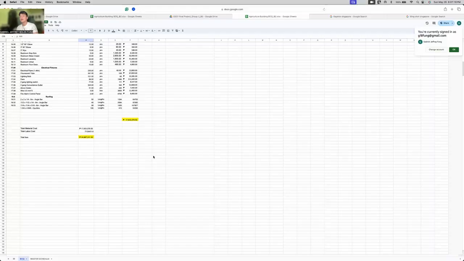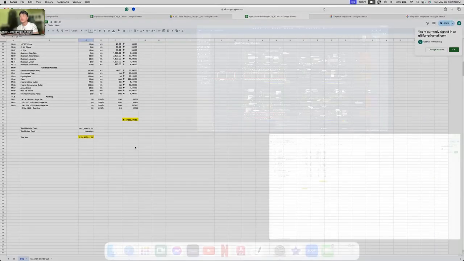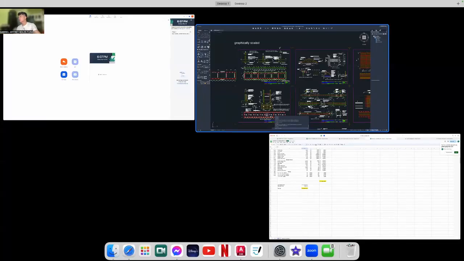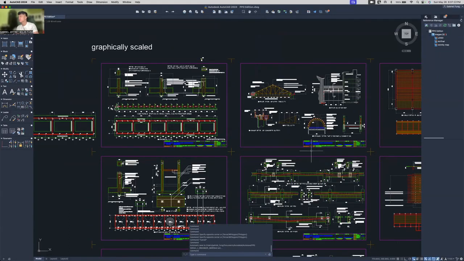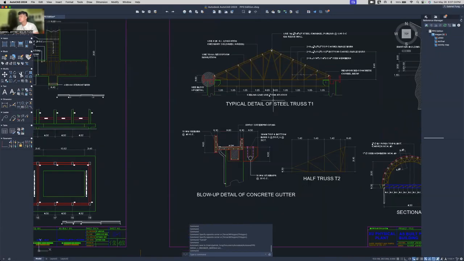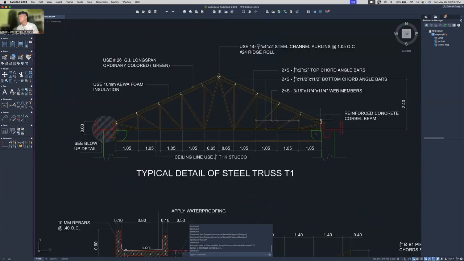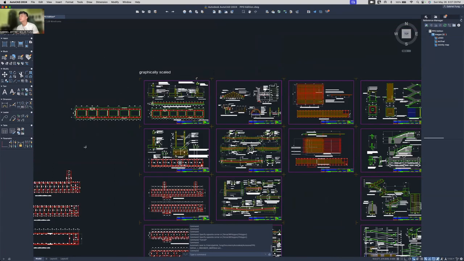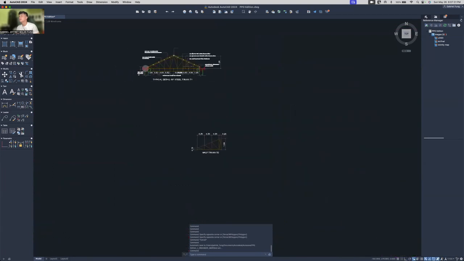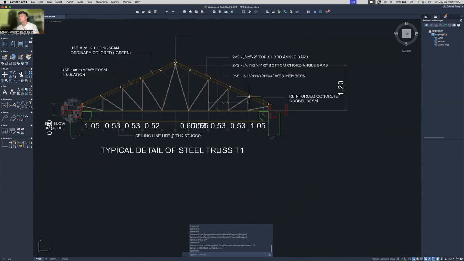However, lastly, in the roofing section, I was able to compute for the roofing because the details of the truss were actually given, and by making it up to scale here, I computed for the top chord, the bottom chord, and the web.